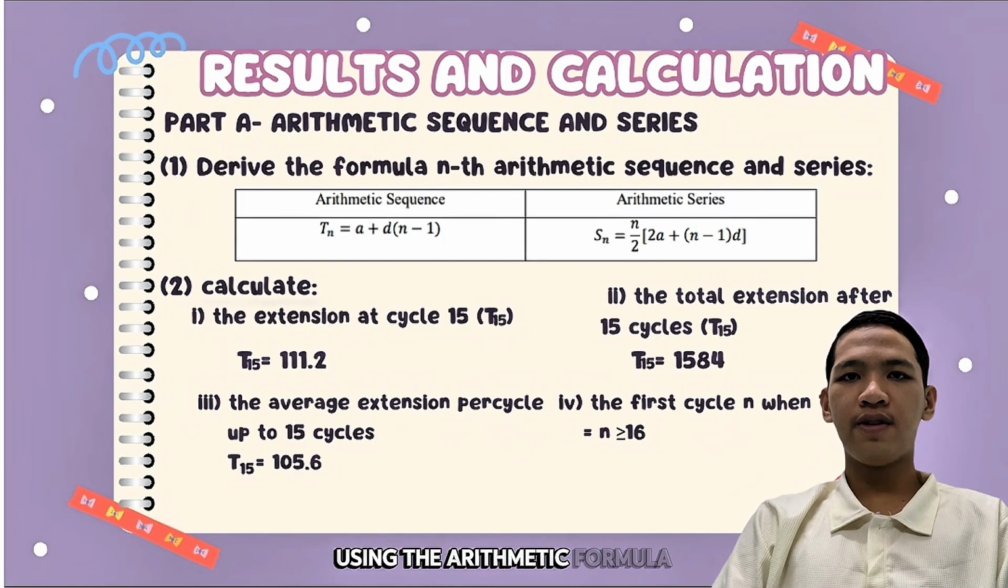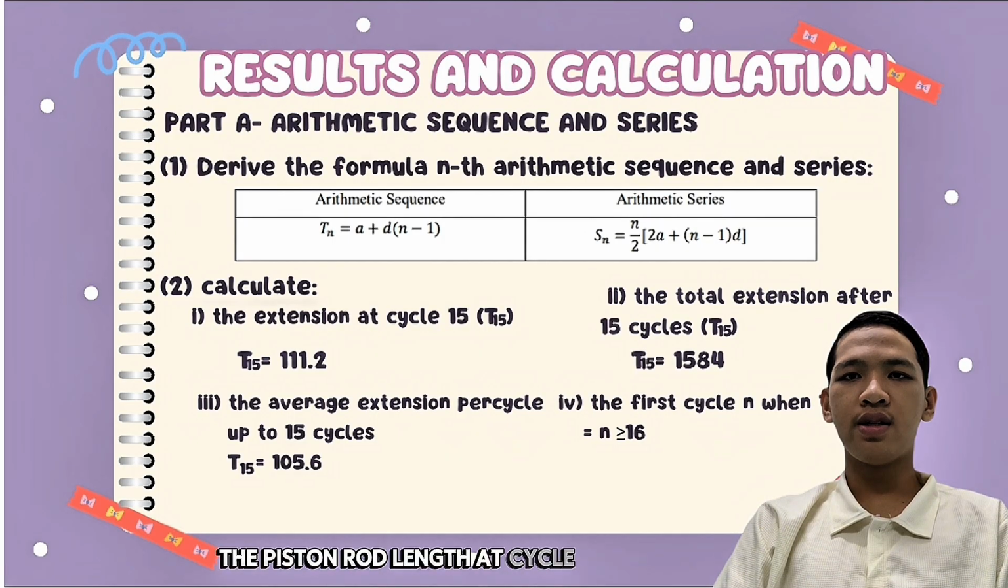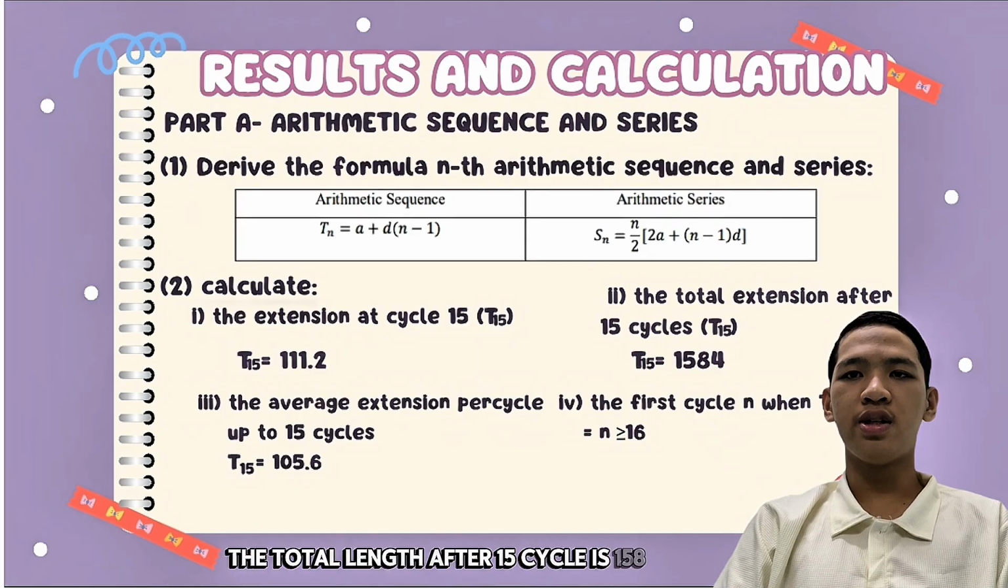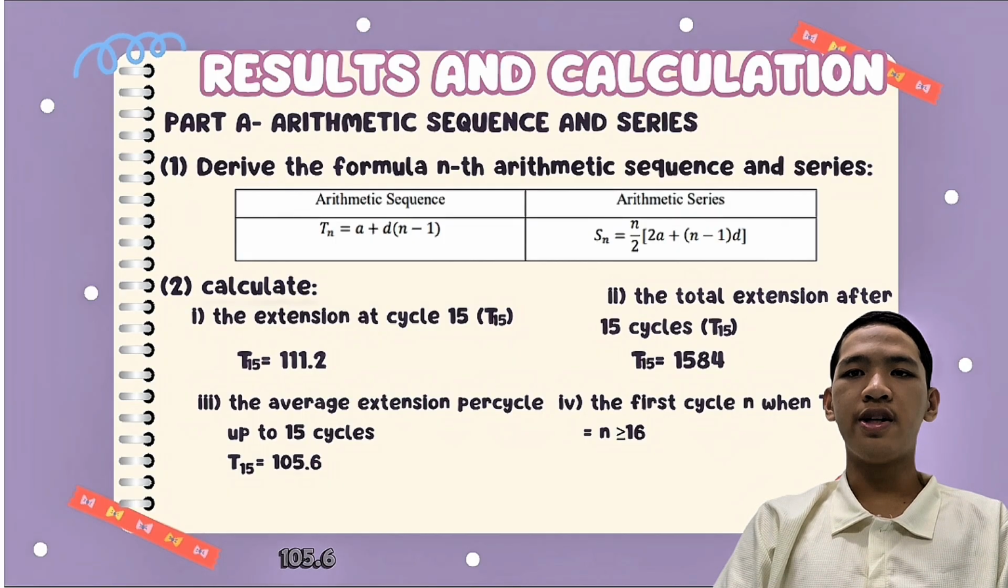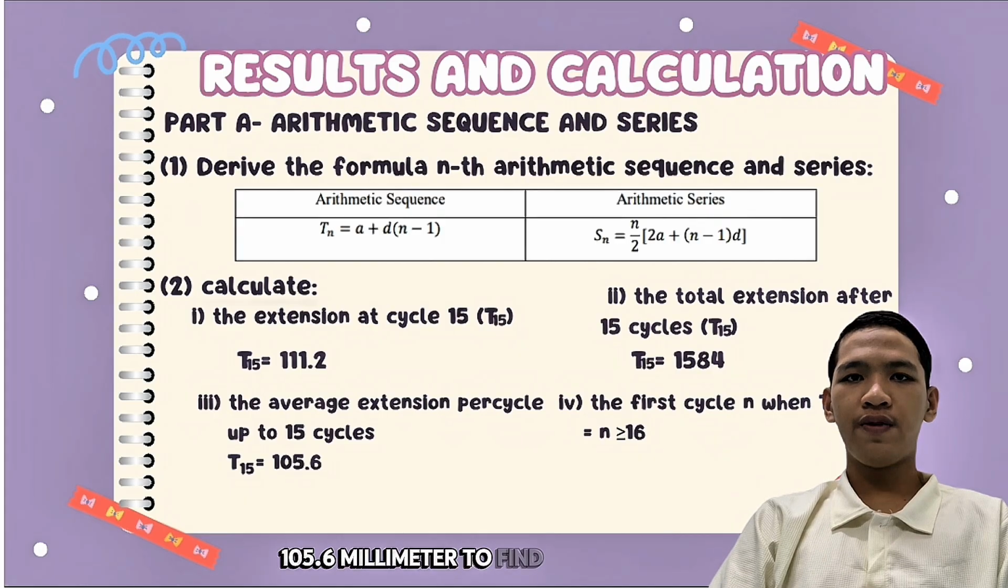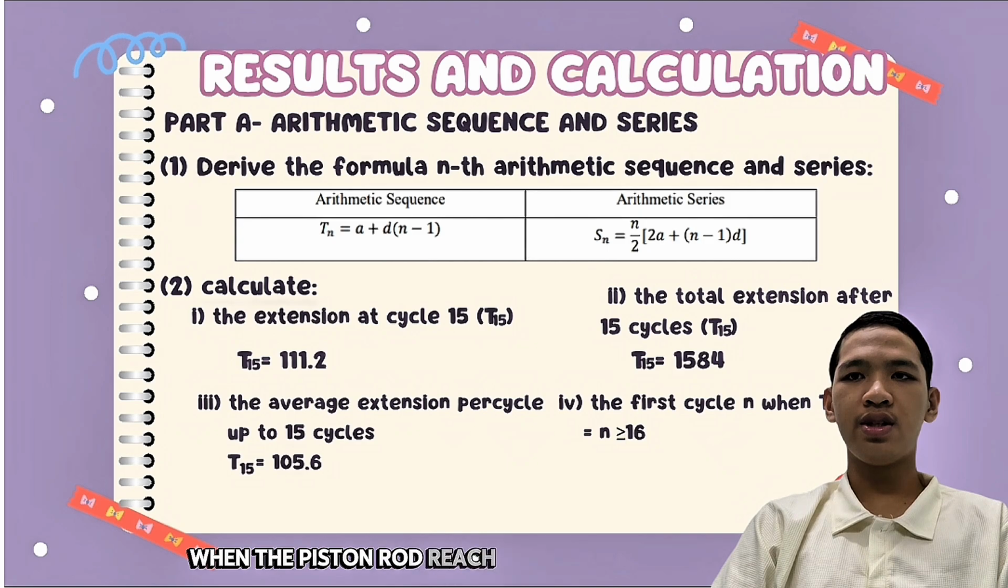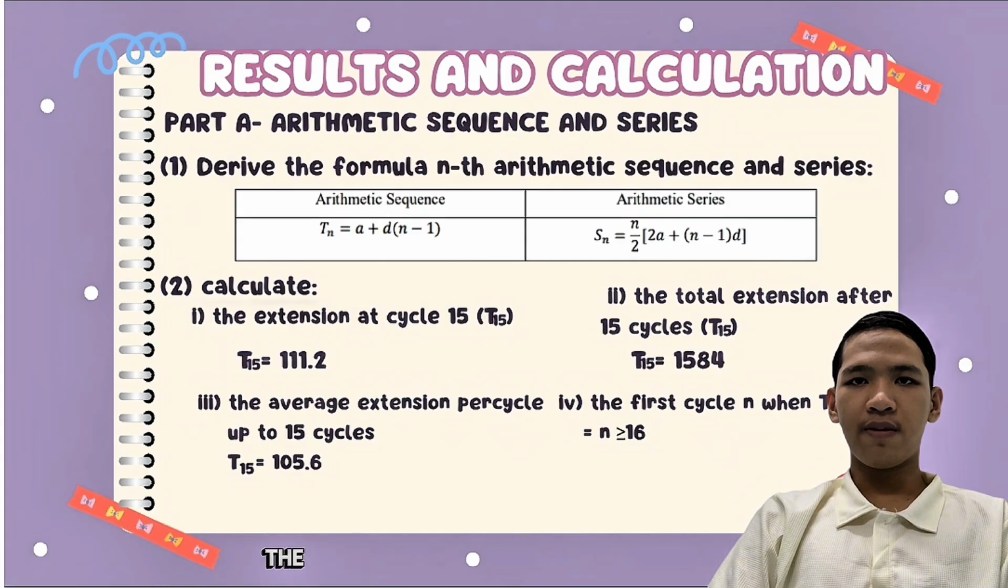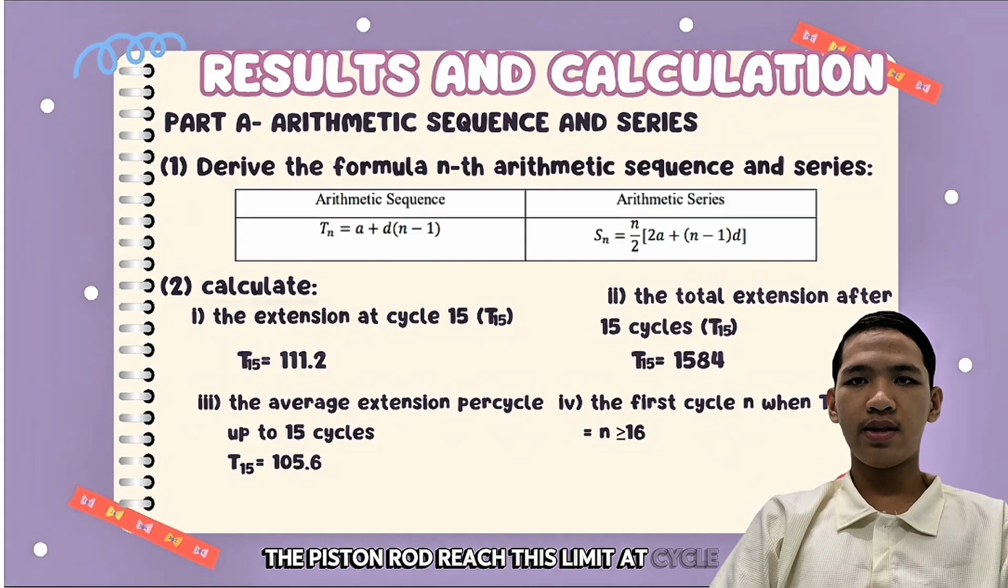Using the arithmetic formula, the piston rod length at cycle 15 is 111.2 mm. The total length after 15 cycles is 1,668 mm. The average length per cycle up to cycle 15 is 105.6 mm. To find the safety limit, we calculate the cycle when the piston rod reaches the maximum safe length of 112.0 mm. From the calculation, the piston rod reached this limit at cycle 16.